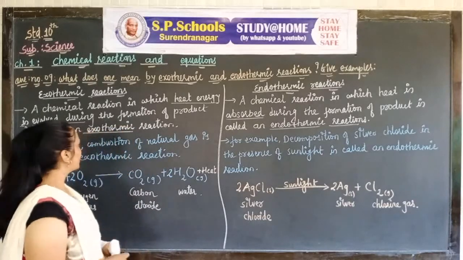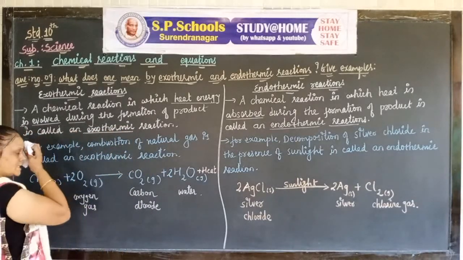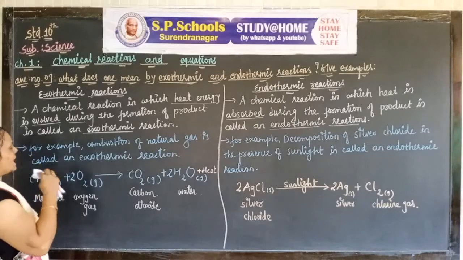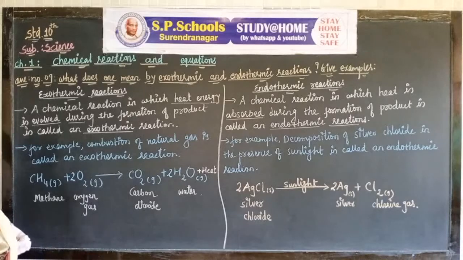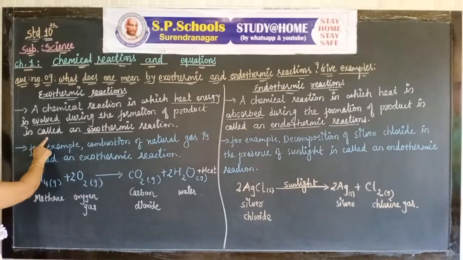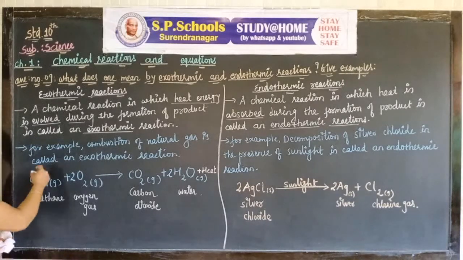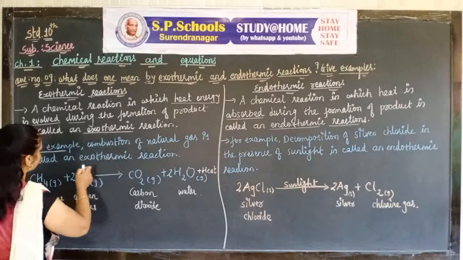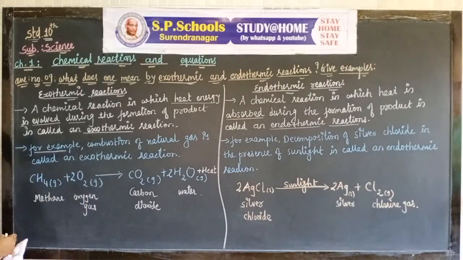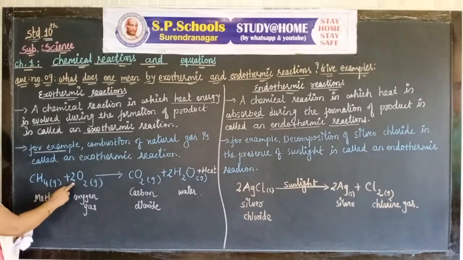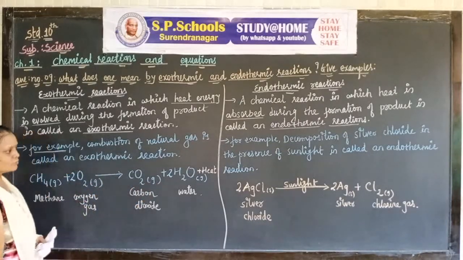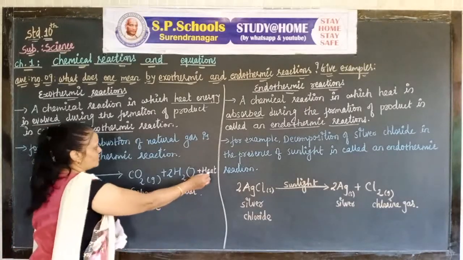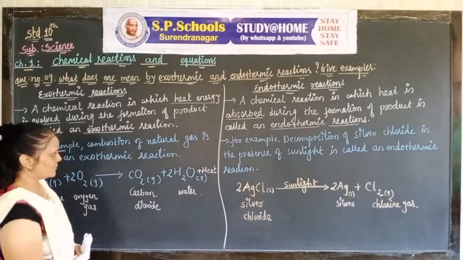Let's revise quickly. A chemical reaction in which heat energy is evolved during the formation of product is called an exothermic reaction. Example, combustion of natural gas is called an exothermic reaction. CH4 plus 2O2 gives CO2 plus 2H2O. Heat is evolved and here water vapor.